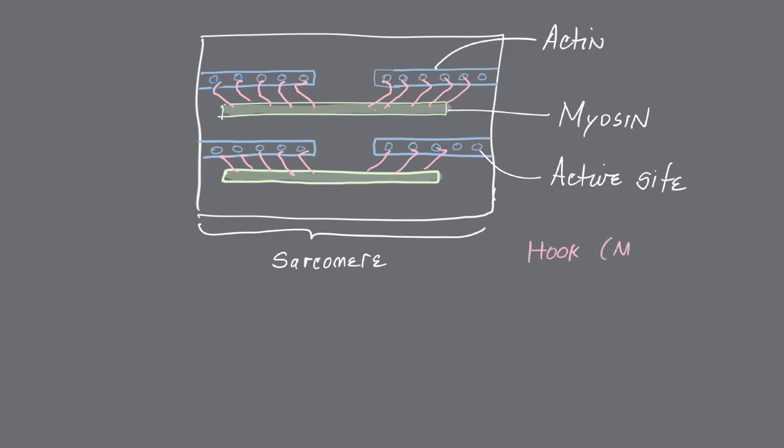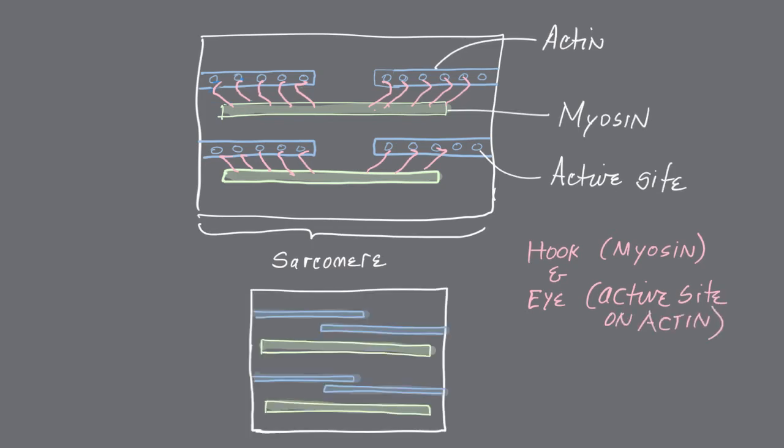So the myosin head acts as a hook and the active site acts as the eye. So like a hook and eye, the connection is very firm. And when many hooks attach to many eyes, they can help to pull the actin filaments towards each other until they even slide past each other. This causes the sarcomere length to reduce drastically, and this is what contraction is.